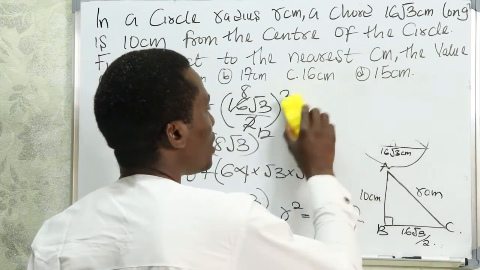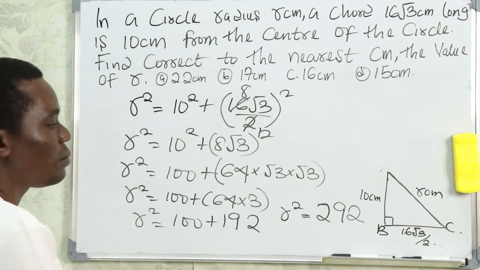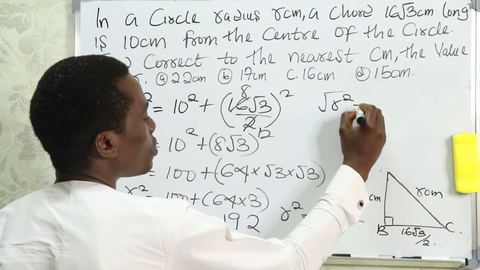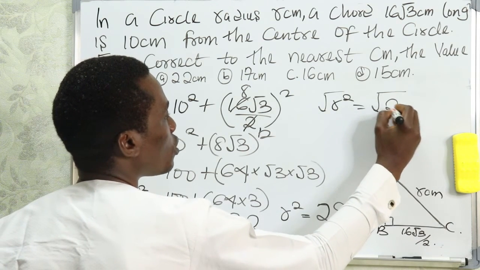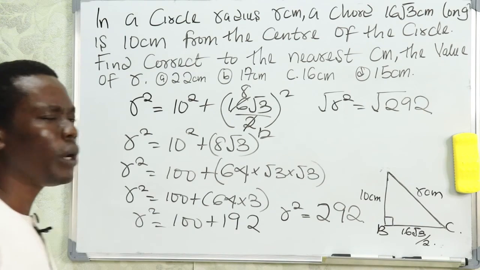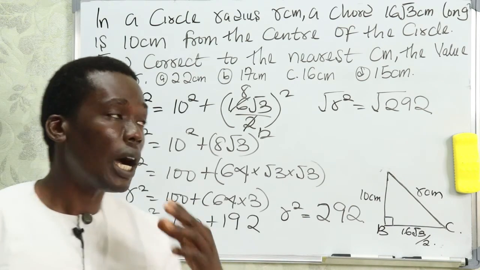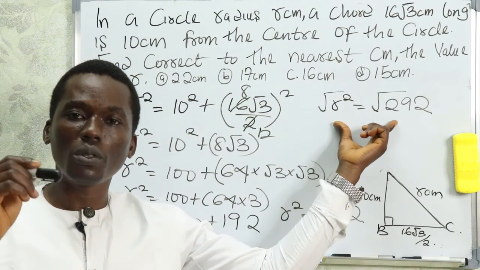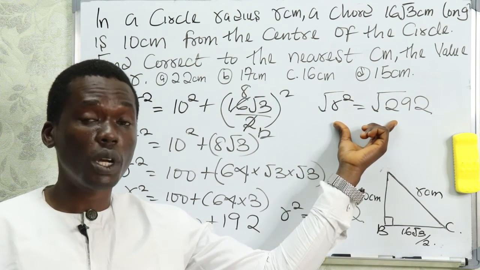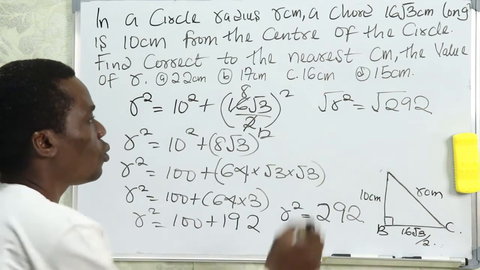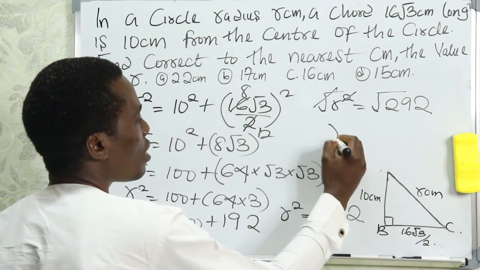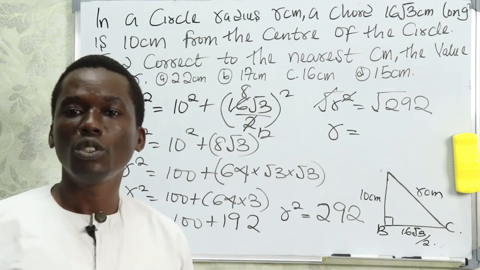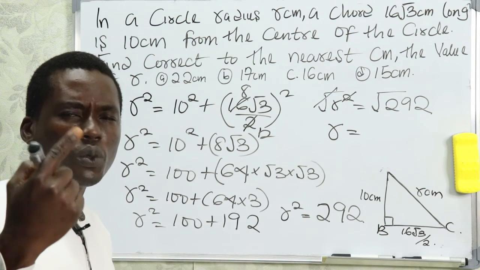So how do we find the value of r? We'll take the square root of both sides. We'll have the square root of r squared equal to the square root of 292. Now recall that in mathematics, you take the square root of both sides to remove the square. And if you want to remove a square root, you square both sides. So this cuts this, and we'll have r equal to the square root of 292.